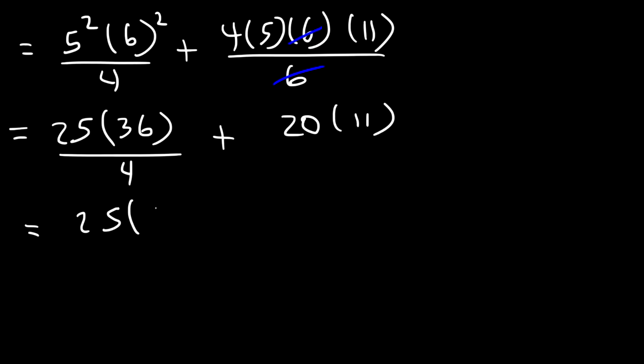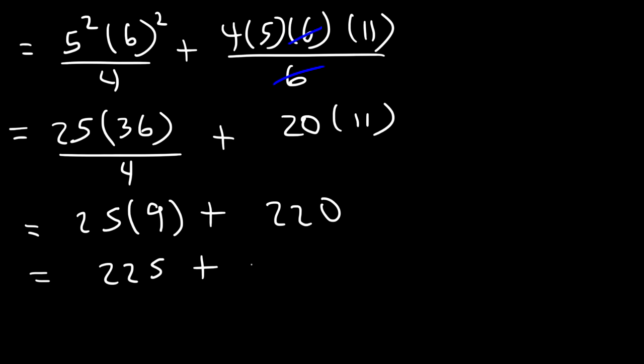And what's 20 times 11? So if you have 11 $20 bills, how much money do you have? That's going to be $220. And if you have 9 quarters, you have $2.25. So 25 times 9 is 225. Plus 220, that's going to be 445. And that's the answer.